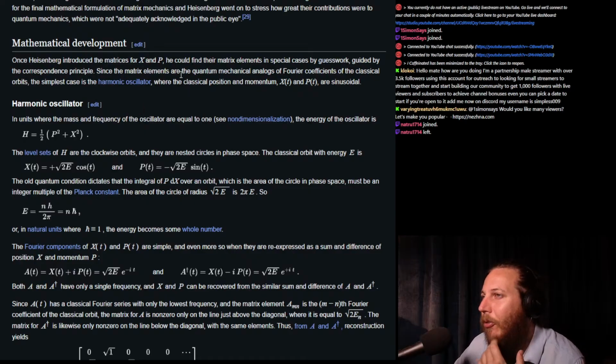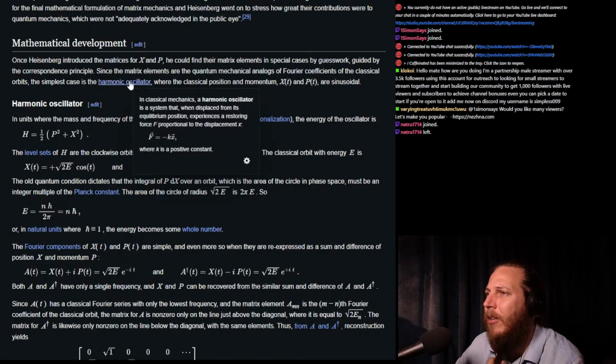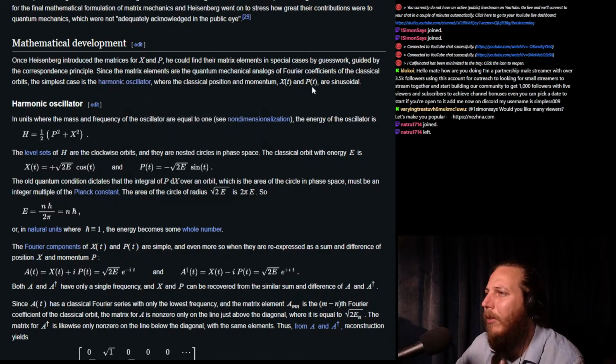Once Heisenberg introduced the matrices for X and P, he could find their matrix elements in special cases by guesswork. Source, I made it the fuck up, guided by the correspondence principle. Since the matrix elements are the quantum mechanical analogues of Fourier coefficients of the classical orbits, the simplest case is the harmonic oscillator, where the classical position and momentum x(t) and p(t) are sinusoidal.